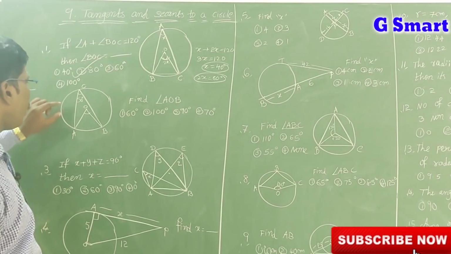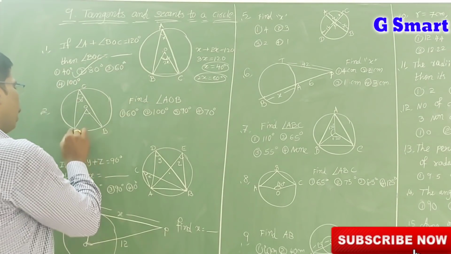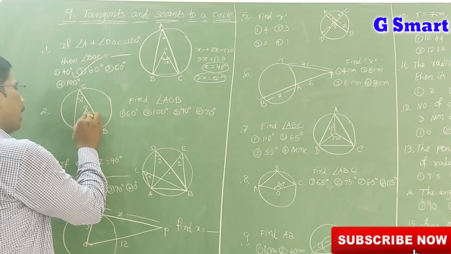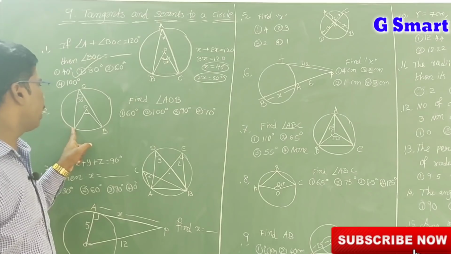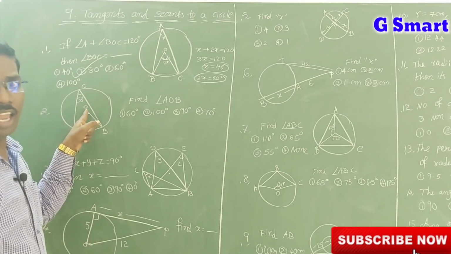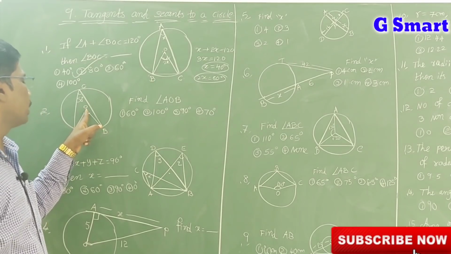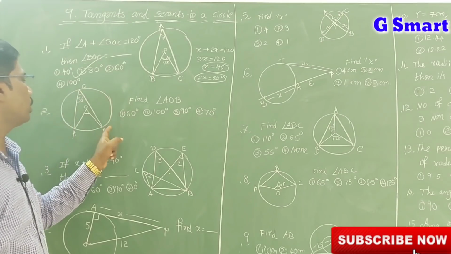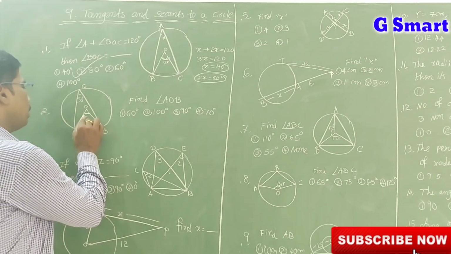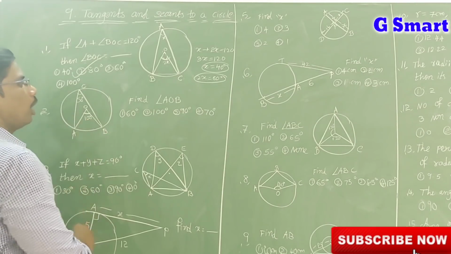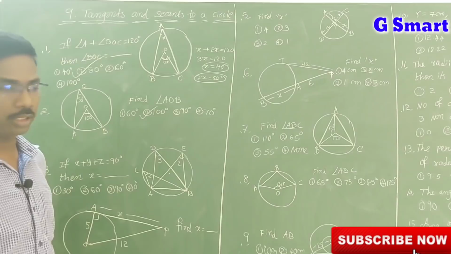Next, find angle AOB. This angle they want. We know the concept very well: the angle a chord makes at the center is twice the angle the same chord makes at the remaining part of the circle. So here 50 will be doubled, so twice means 100. So the second option is the correct answer.